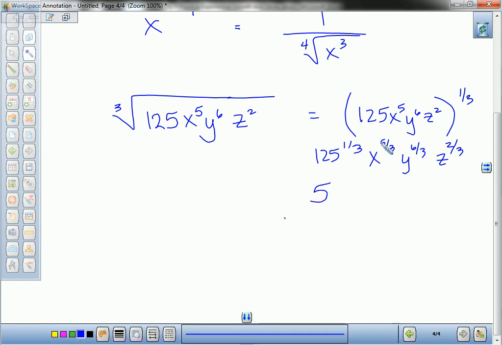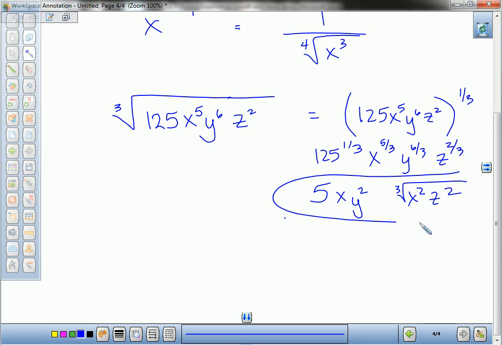All right, 3 goes into 5 how many times? Once. How many are left over? 2. 1 comes out, 2 left under. 3 goes into 6 how many times? 2. Nothing left over. All right, 3 goes into 2. No, it doesn't. 3 does not go into 2. So that whole Z has to stay under. So this is the simplified radical form.